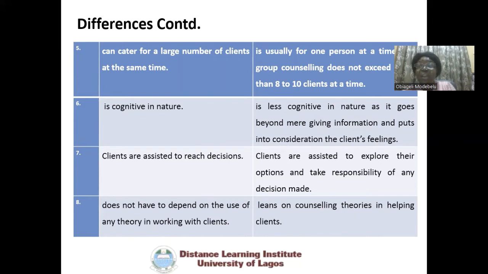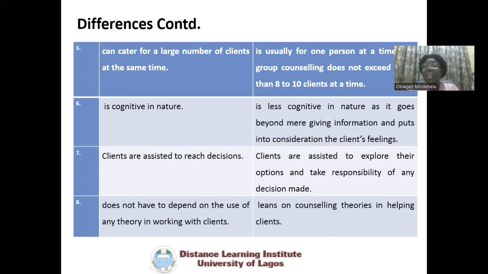Take, for instance, somebody comes to you for marriage counseling. Let me use that as an example. After you have helped him to explore his options, he's still insisting that he will take a particular suitor, even though you have x-rayed the person with him and told him things that would have made him say no. He insists that that's the route he's taking. You leave him. Whatever happens, he or she takes the responsibility for the action he or she has taken.